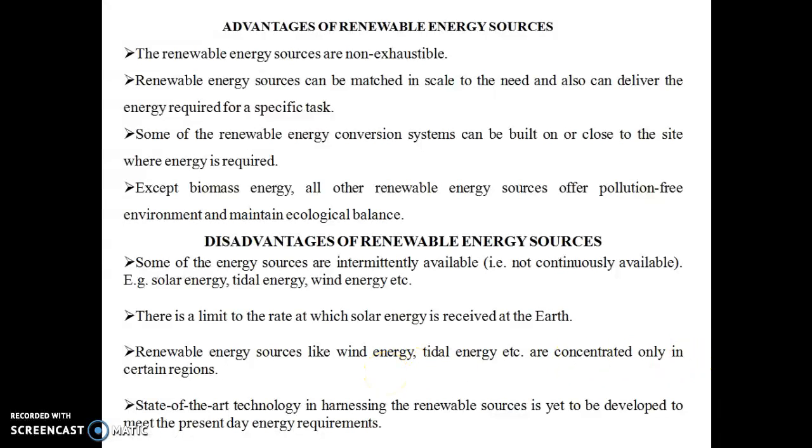For example, we cannot extract tidal energy everywhere. In the same way, wind energy is not possible to extract in all regions. That is one of the major drawbacks. And the state-of-the-art technology is not yet developed to meet the present-day energy requirement.